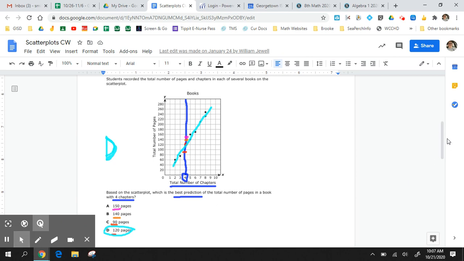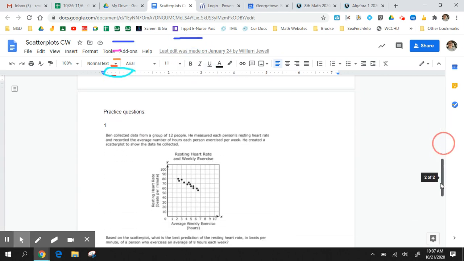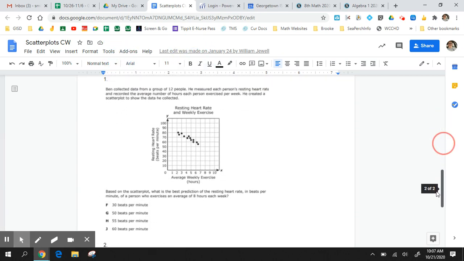This one though, you kind of got to decide where it would go through that best fit line. So let's take a look at number 1. A lot of this up at the top tells you what the graph is talking about: that they talked to 12 different people and he took all that data and put it on a graph. Now, here at the bottom, where the answer choices are, is where we really want to look.